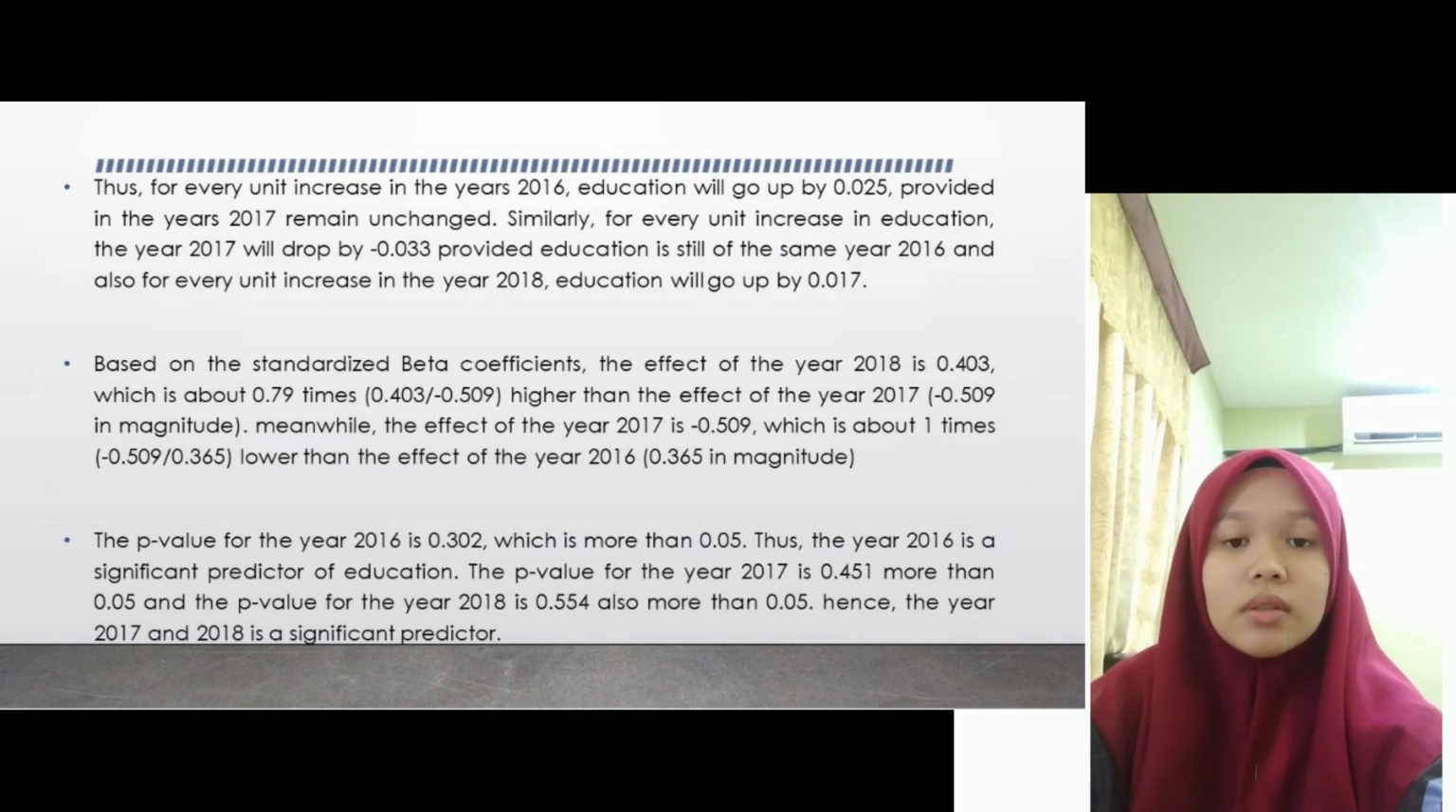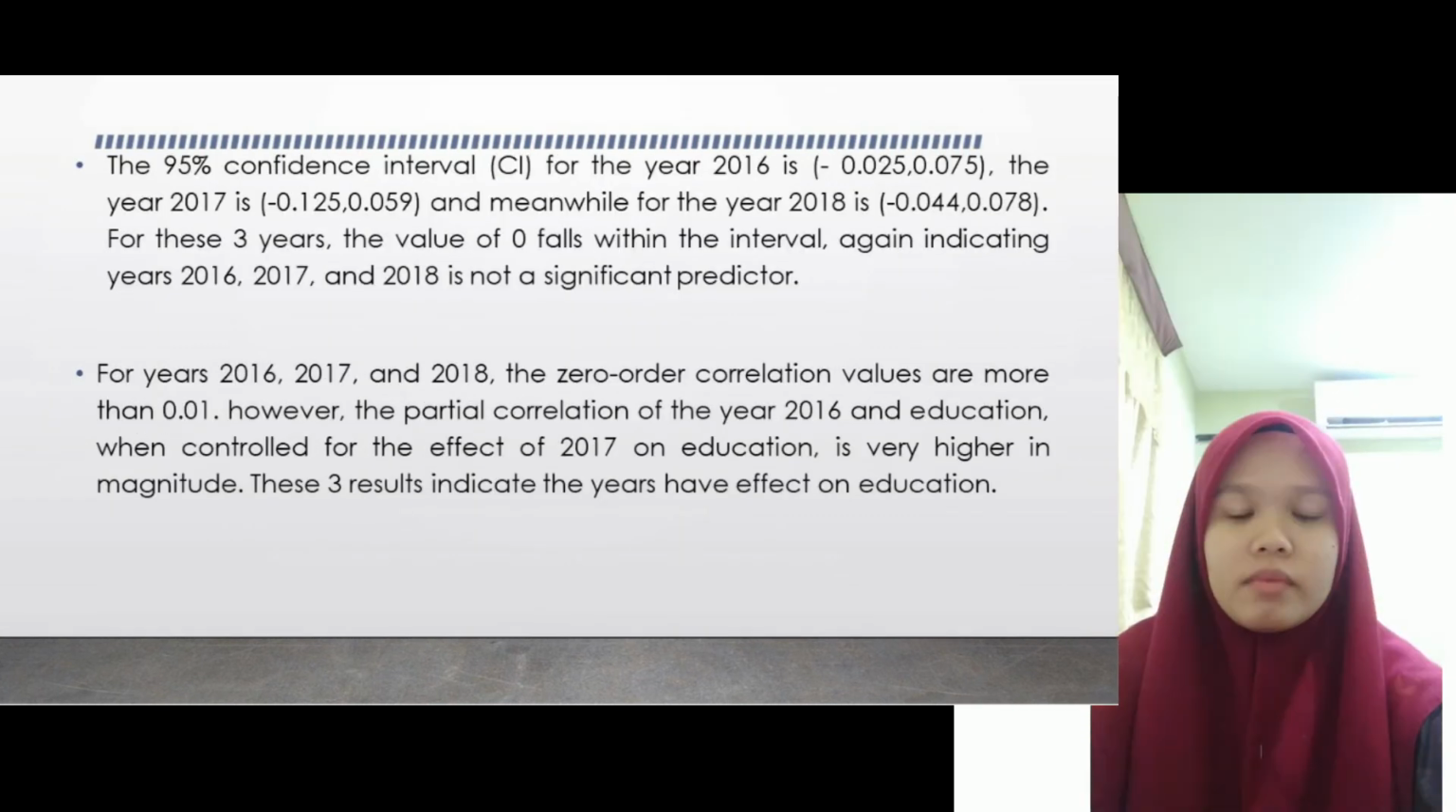Thus, the year 2016 is not a significant predictor of education. The p-value for the year 2017 is 0.451, more than 0.05, and the p-value for the year 2018 is 0.554, also more than 0.05. Hence, the years 2017 and 2018 are not significant predictors.